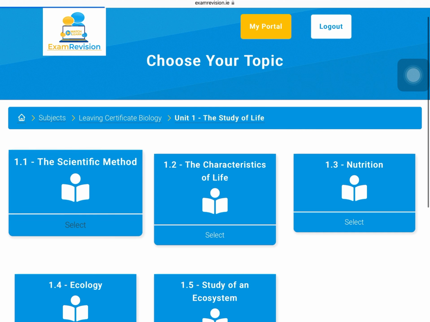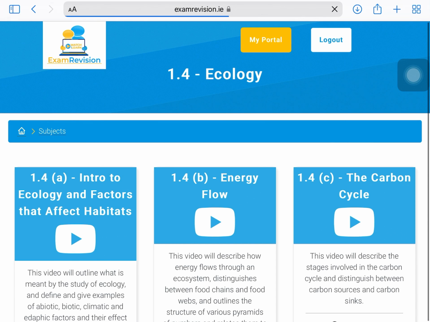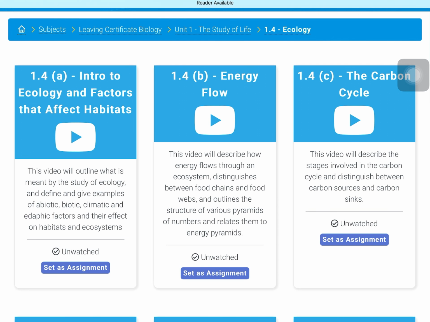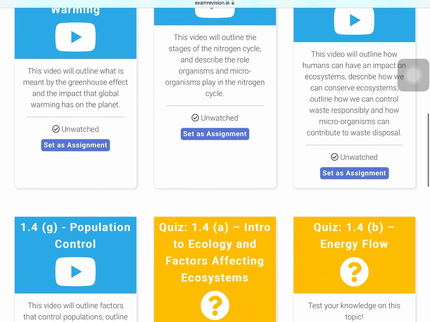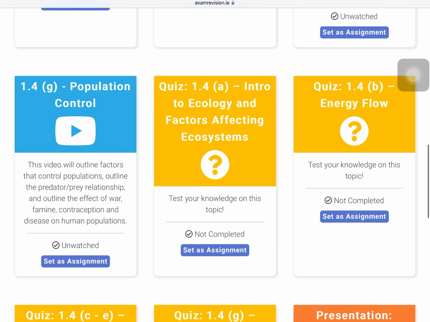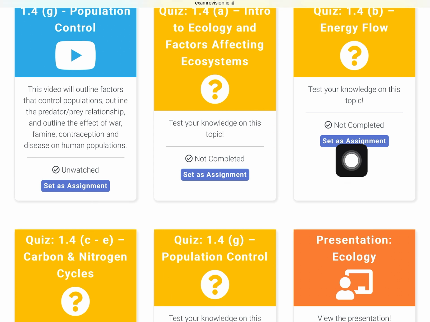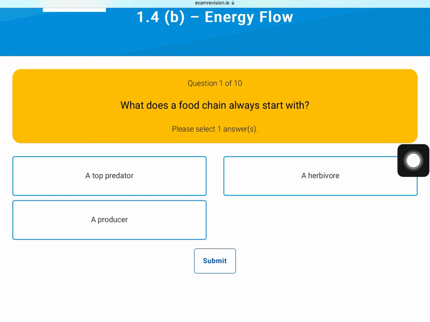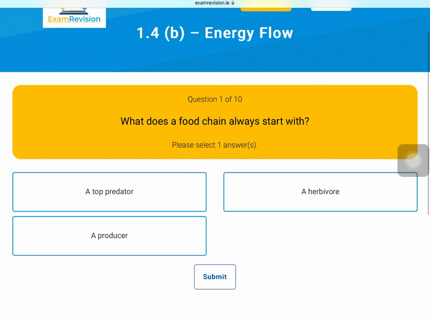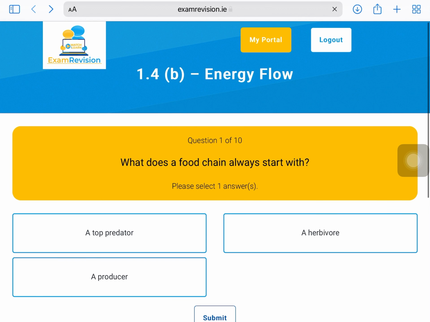I was also expecting, say, ecology to pop up there. So there's ecology. Loads of videos there on introduction to ecology, factors affecting habitats, energy flow, nutrient recycling, global warming, population control. There's lots of quizzes there for you to test your knowledge with as well. So if we click into energy flow, there's a multiple choice quiz there of 10 questions. You'll know right straight away whether you were correct or incorrect.